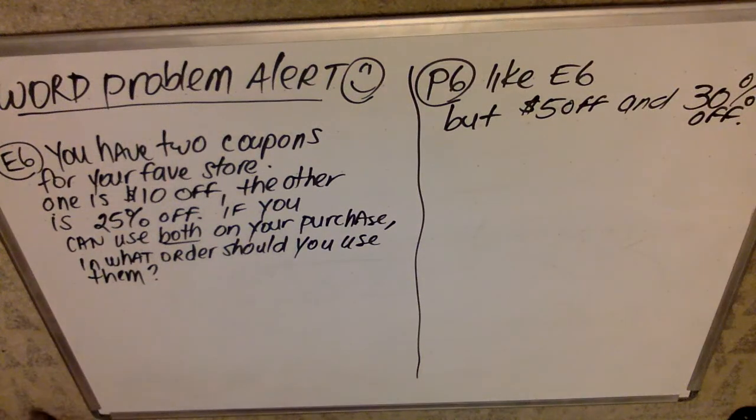This is Honors Algebra 2 Pre-Calc. This will be our last video in 2.4. So we're going to do some composition of functions, but we're going to do it with word problems. So word problem alert. So you have two coupons for your favorite store.